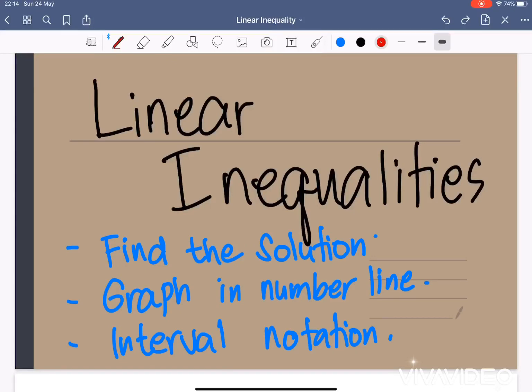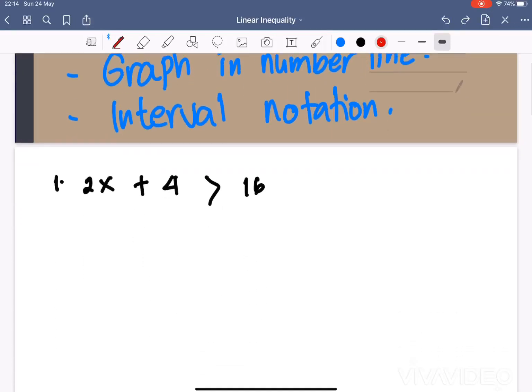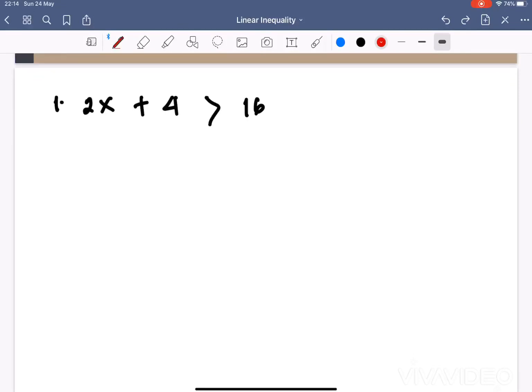Now I'm going to explain to you linear inequalities. We are going to find the solution, graph the solution on the number line, and write it in interval notation. So let's start with example number 1. Number 1 is 2x plus 4 is greater than 16. So we need to find the possible values of x.